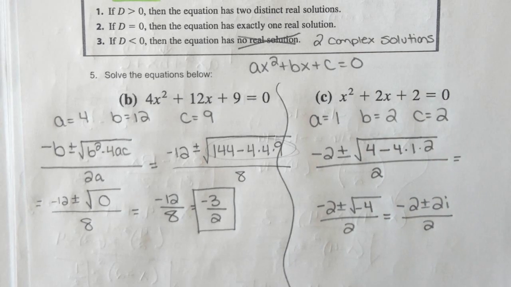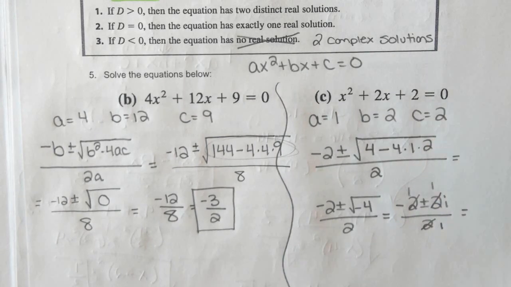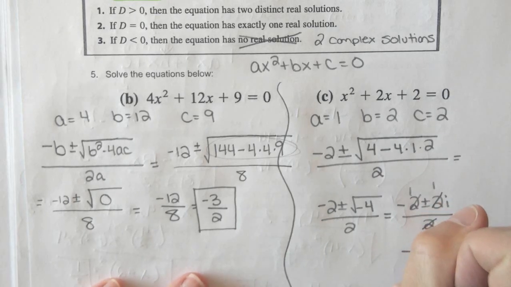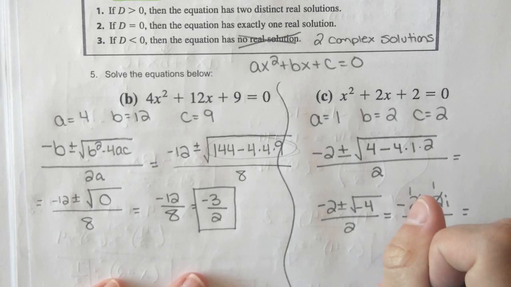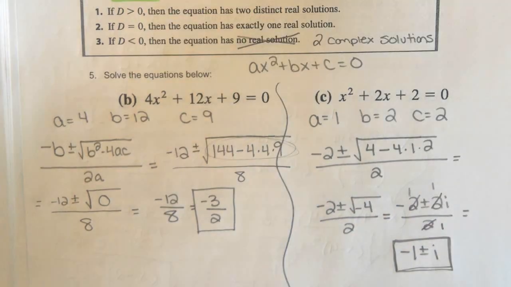And you always need to simplify. So can I divide everything by the same number? What number? 2. So this can become a 1, and a 1. If you have a 1 in your denominator, you don't need your fraction anymore. We just have negative 1 plus minus 1i. And that's it. We don't need our 1 in the denominator.